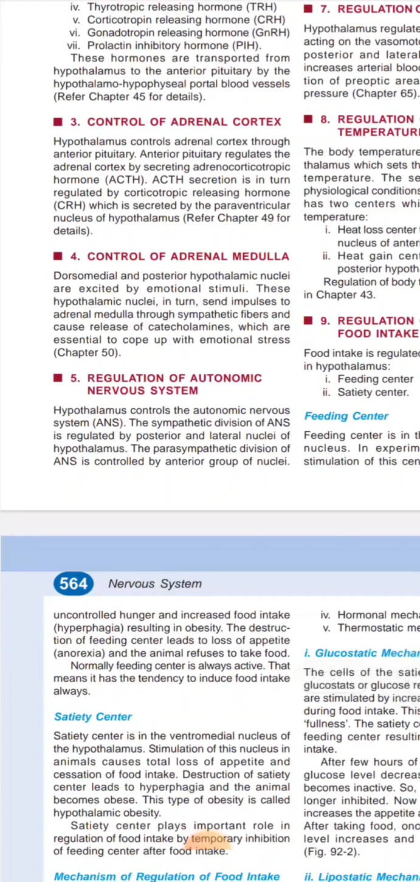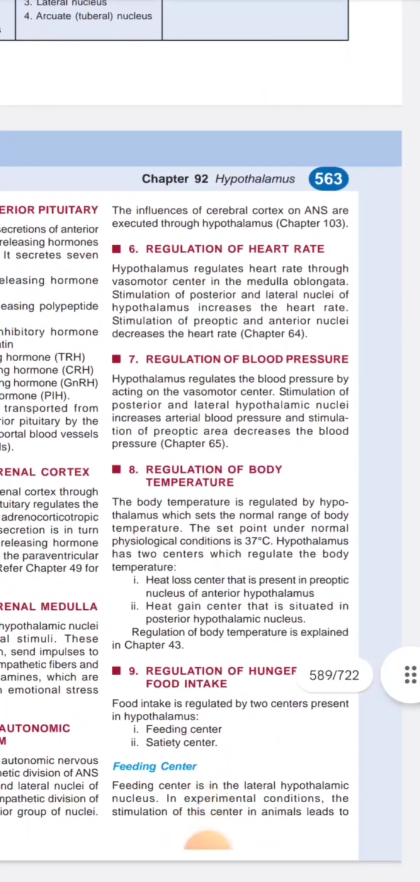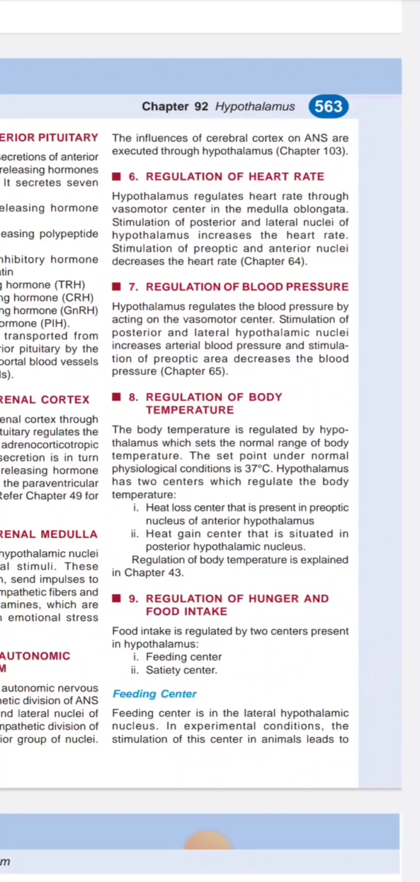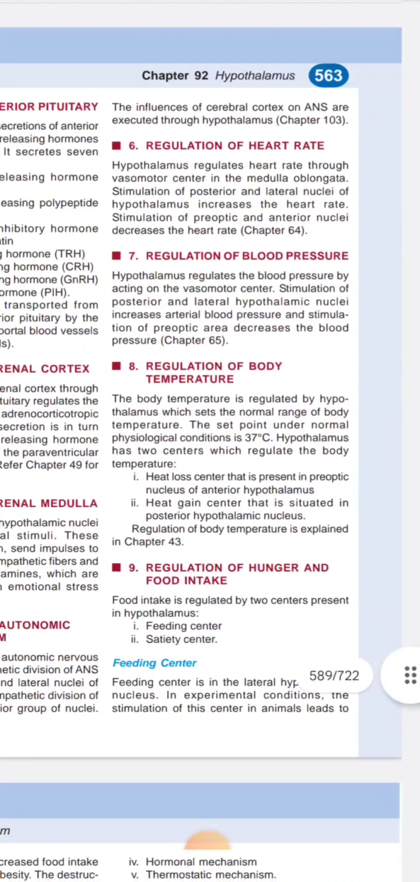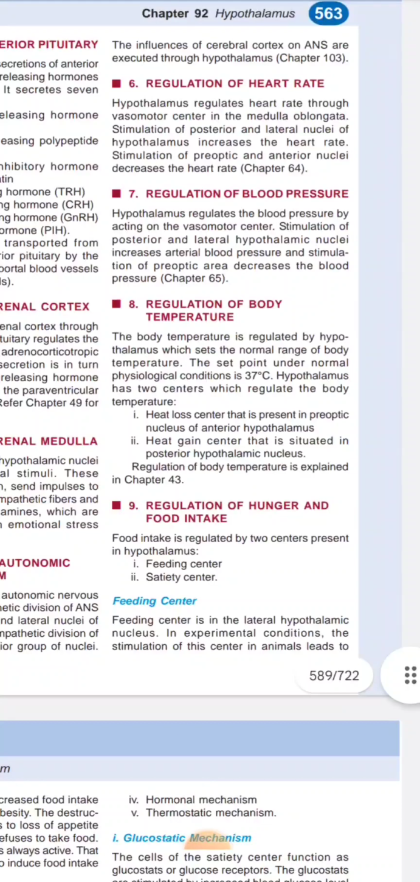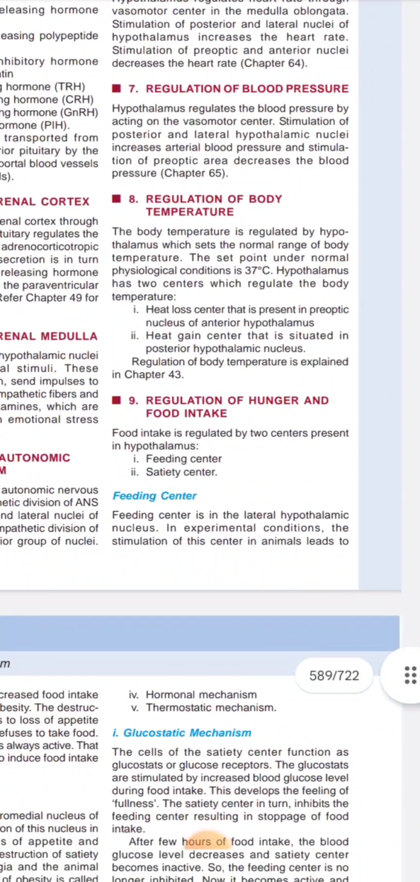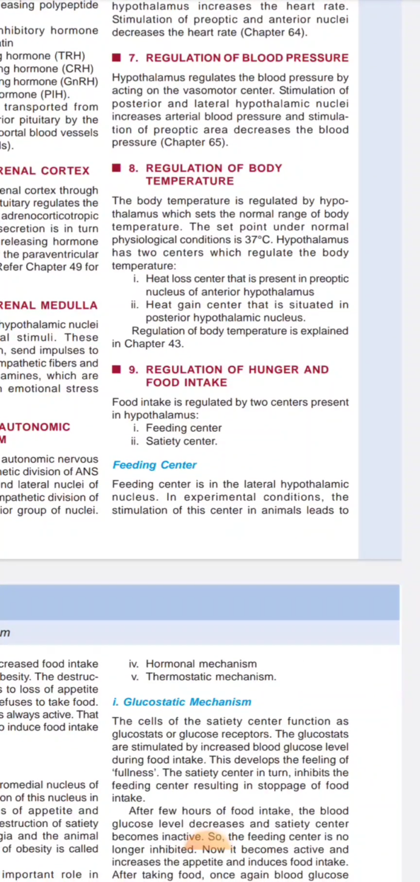Next, regulation of autonomic nervous system. So both sympathetic and parasympathetic divisions are controlled by hypothalamus. And regulation of heart rate. So hypothalamus regulates the heart rate through vasomotor center, which is present in the medulla oblongata. Next, regulation of blood pressure. Same here. Hypothalamus regulates blood pressure by acting on vasomotor center, which is again present in the medulla oblongata. And hypothalamus regulates body temperature to normal.